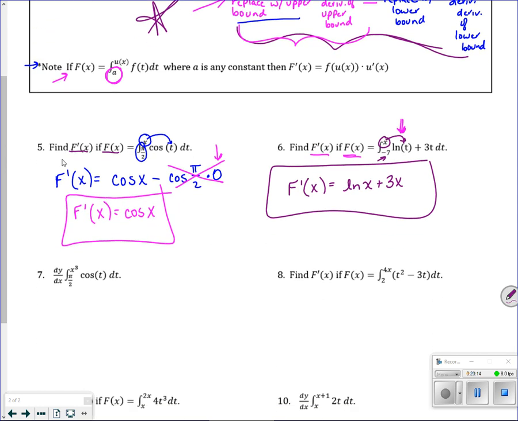Let's look at number 7. Number 7 says, what's the derivative of y? Now don't get confused why that's dy dx. Actually, that shouldn't even be there, and yours is going to have it right.